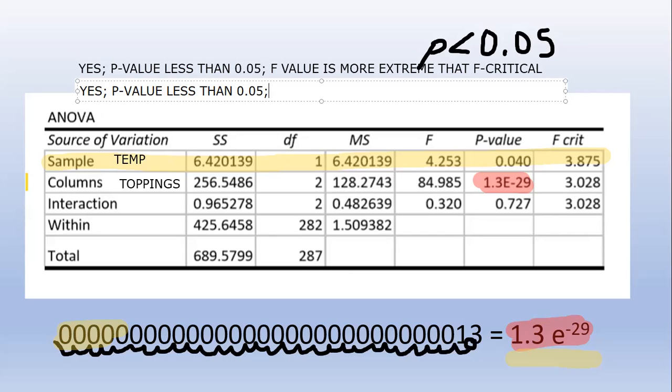Right? And then what's another way that we could have determined that it's significant? The F value being more extreme than the F critical. All right, and what is the value of the F value? 84.985. And somebody else, what is the F critical that 84.985 had to be more extreme than? 3.028. Yeah, that's hella significant. It's way beyond if we were to sketch, label, and shade.